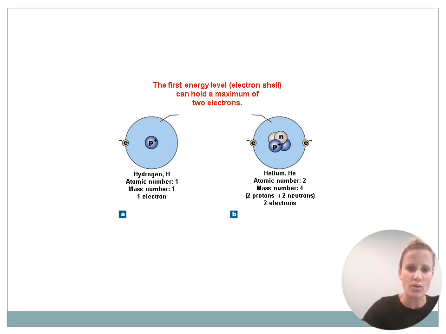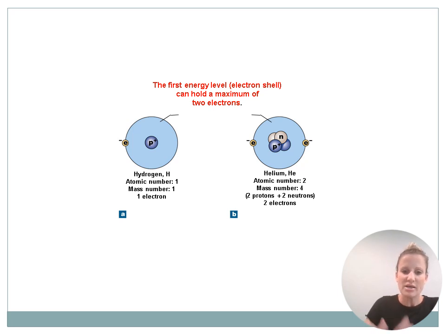Now this second one over here is showing us helium. Helium is atomic number 2, and helium has a mass number of 4. So let's go ahead and map everything out. Let's put everything we learned together. We want to know how many protons, how many neutrons, and how many electrons. And then we're going to place those electrons in their appropriate shell.